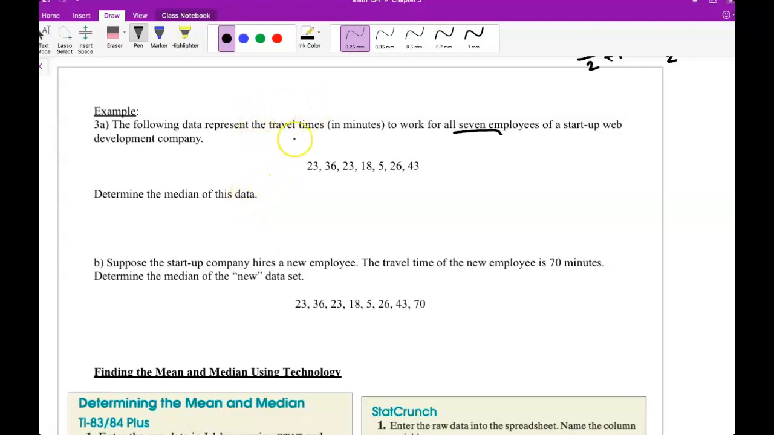Here it didn't say if it is a sample or population, because that doesn't matter. But since we have all 7, maybe we have 7 employees in total. It doesn't matter because we're going to work on the median, not the mean. Okay, finding the median of this data.